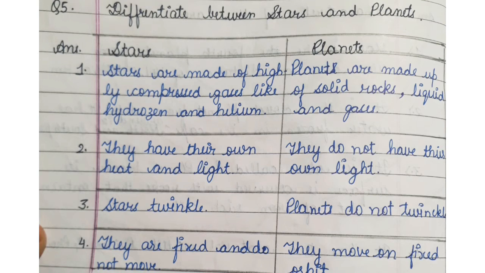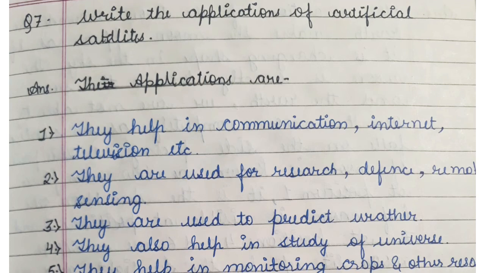Okay friends, now our sixth question is write the applications of the artificial satellites. So we have to tell about the applications of the artificial satellites. In the answer, the first point will be that they help in communication, internet, television, etc. Second point we can write is that they are used for research, defense and remote sensing. Third we can write is that they are used to predict weather. Fourth, they also help in the study of the universe. And fifth, they help in monitoring crops and other reasons. So these were the applications of the artificial satellites.